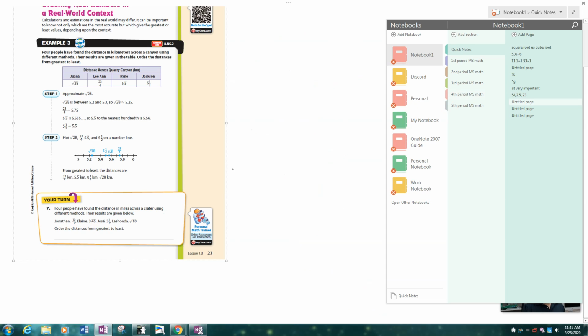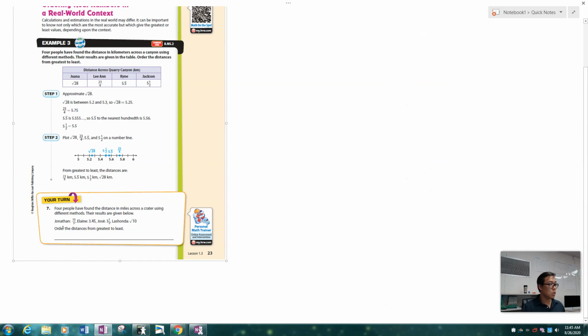Okie dokie. And what does it say? Four people have found the distance in miles across a crater using different methods. The results are given below. Jonathan, 10 over 3. Elaine, 3.45 repeating. Jose, 3 and 1/2. And Rosanna, square root of 10. Order the distances. All right, so we need to convert them to decimals.